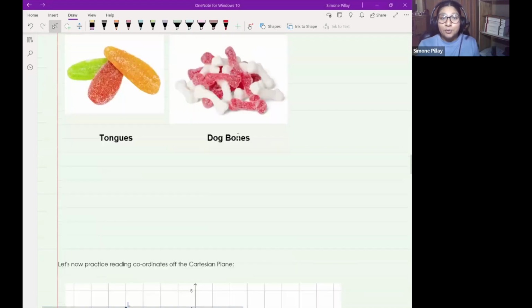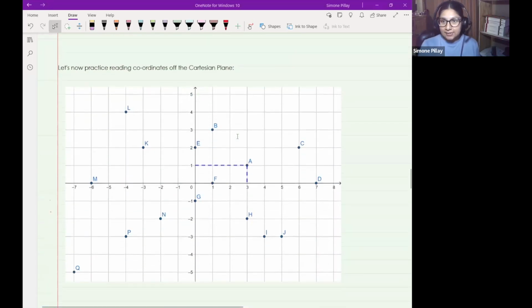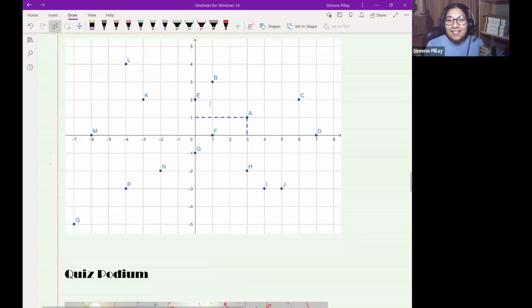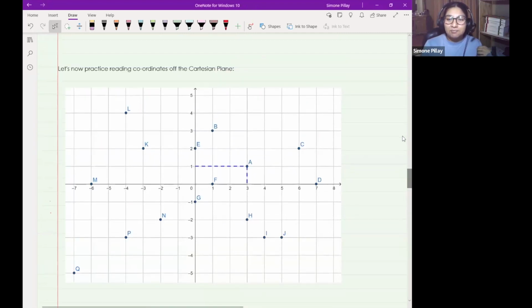What was I doing? Moving on. Okay. Inflation goes hard. Yes, tongues are now 5 rand, guys. That's crazy to me. Anyway, sorry, let's carry on with our lesson.